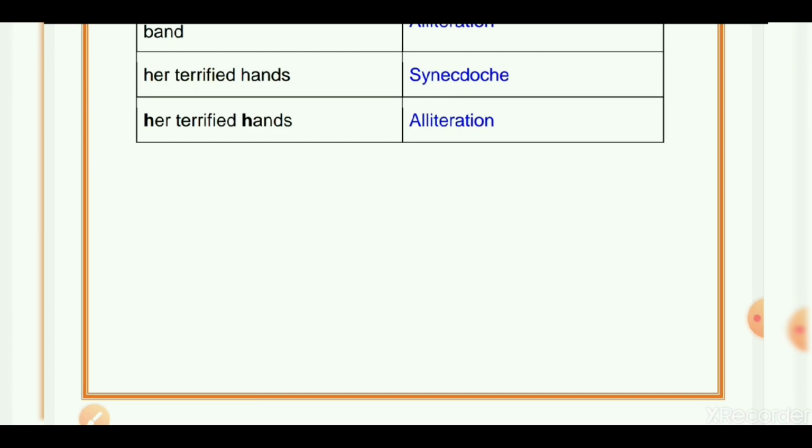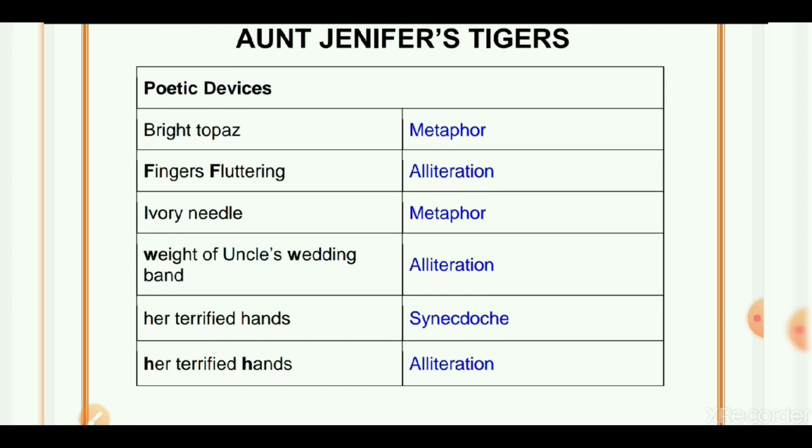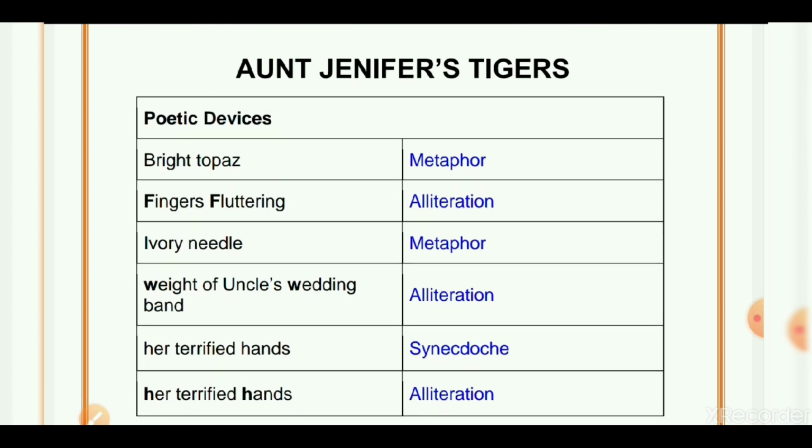And for better understanding, children, please go through the paraphrasing of the poems done. Check the playlist and you will find all poems explained in a detailed way.